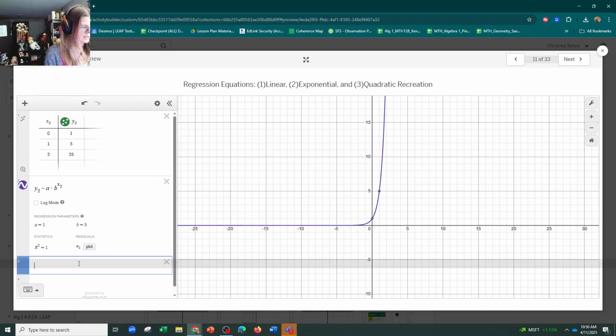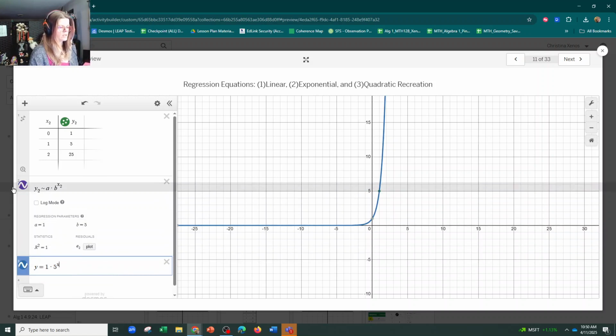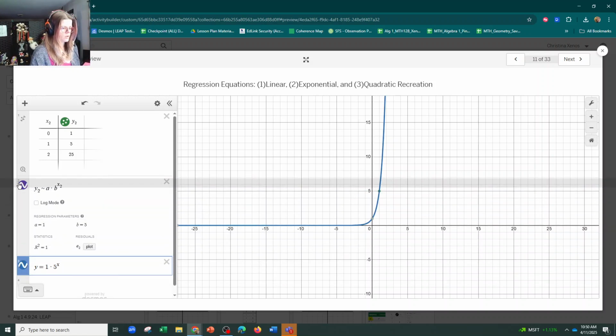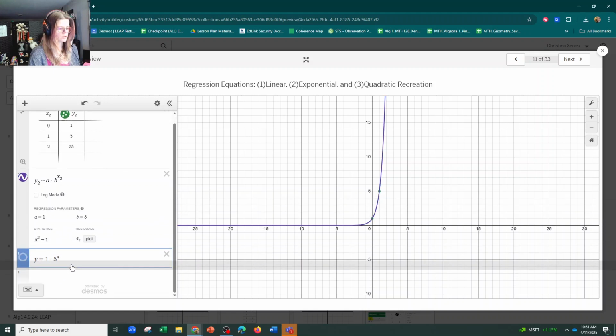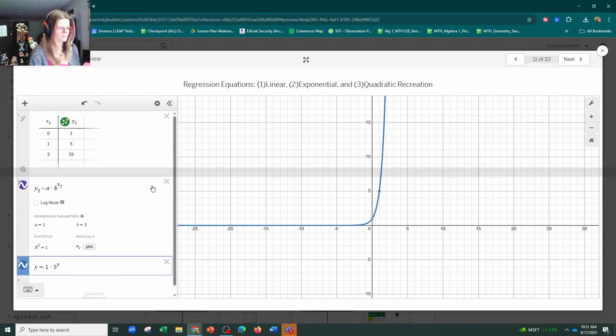So this equation works out to be y equals, we want our a first, 1 times 5 to the x power. So when you actually write the equation, you don't need the subscripts anymore. Once you have a and b, you don't need your subscripts anymore. And so these match up perfectly. Now we have the exponential equation that matches the data points that we were given.